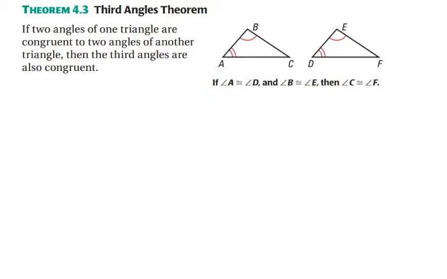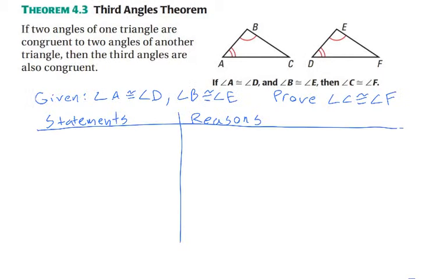So over in this picture, if we've got B and E are congruent, and A and D are congruent, this theorem says that it must be true that C and F are congruent as well. Let's take a look at the proof. Okay, so we are going to start out with A and D congruent, as well as B and E congruent. I'm going to prove that C is congruent to F.